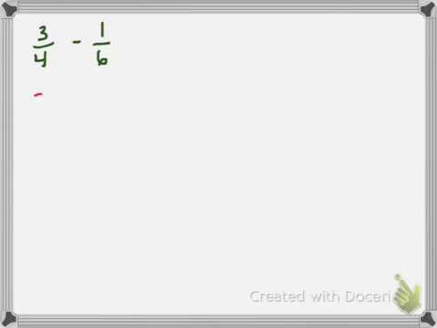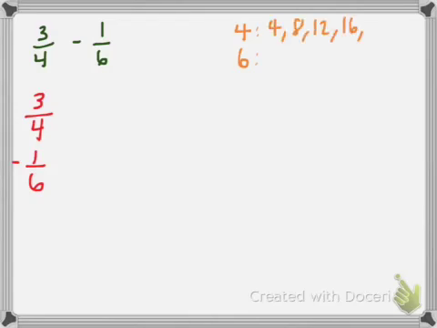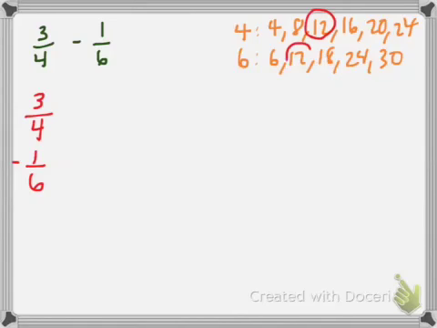So again, I like to write it vertically just to help me stay organized. So 3/4 minus 1/6. And then my first step, I have to determine the LCD between the denominators, so 4 and then 6. So I count by 4s. I have 4, 8, 12, 16, 20, 24, and so on. And then I count by 6s. So 6, 12, 18, 24, 30. And then I determine the LCD, the least common denominator. So I see that they have 12 in common, that's the least number.